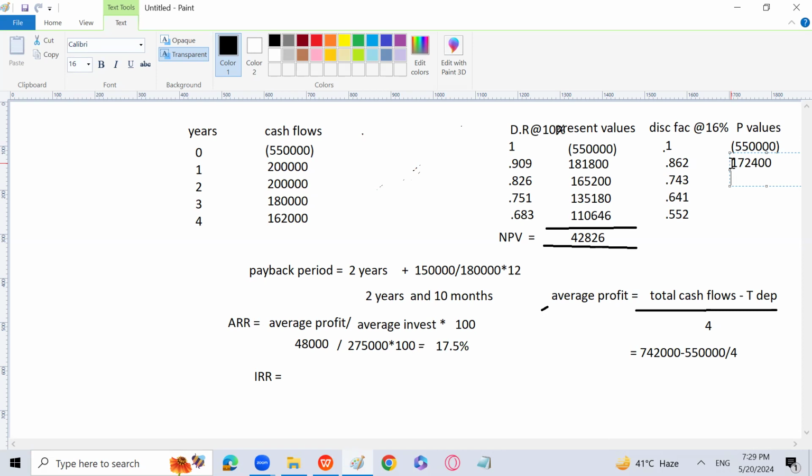Then 2 lakh multiplied by 0.826... 122,743.6. Then 200,000 into 0.743, right? Yes. It comes to 148,600. Oh, sorry. Thank you. No problem. Next, 1,80,000 into 0.641.